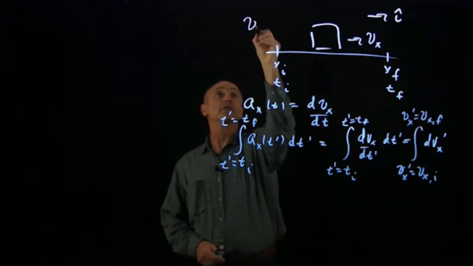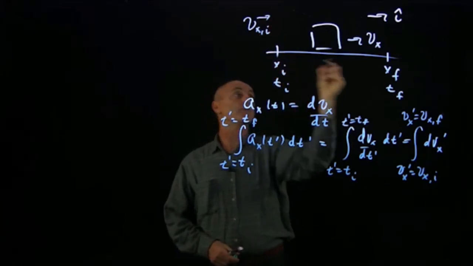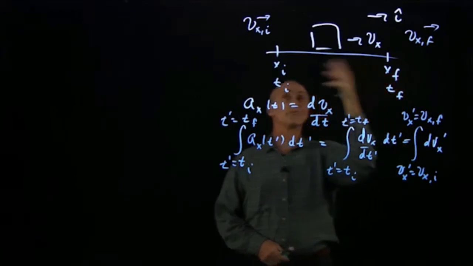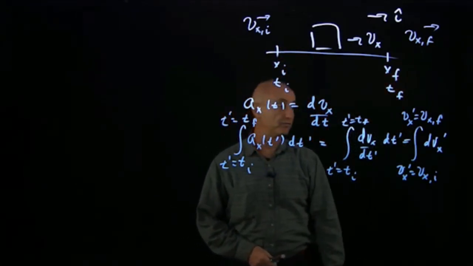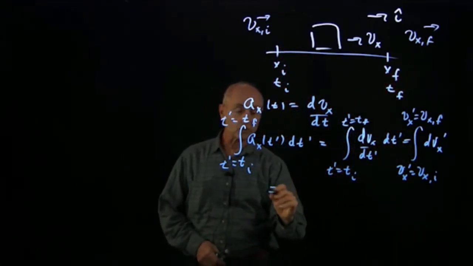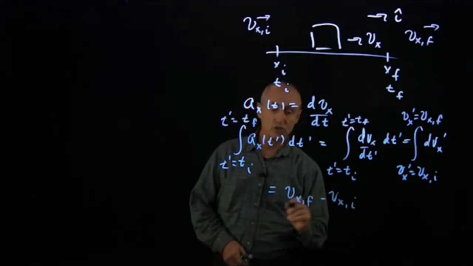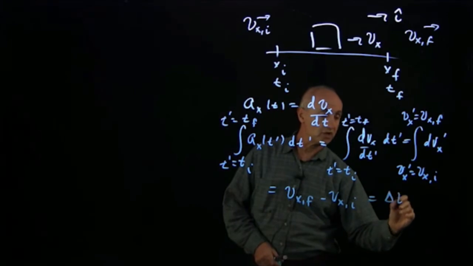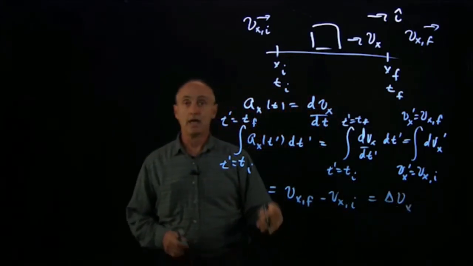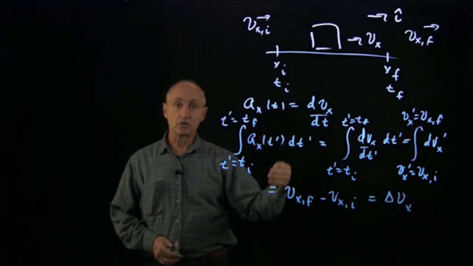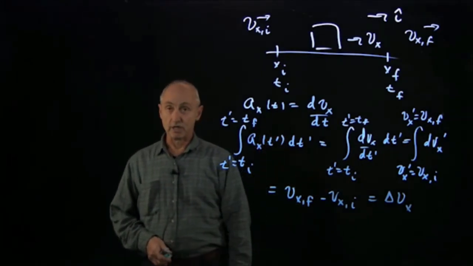So again, our initial conditions may have some initial velocity and some final velocity. Three different ways of describing the initial and final states. This integral is a very straightforward integral, vx final minus vx initial, which is the change in the x component of the velocity. And that's our classic result that we've done, that the integration of acceleration with respect to time is a change in velocity.